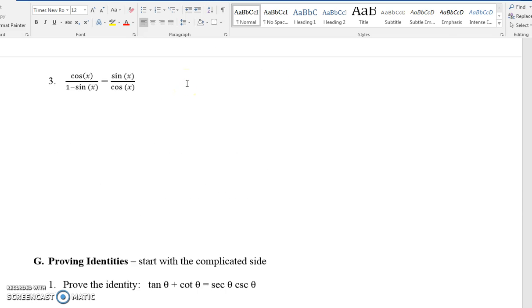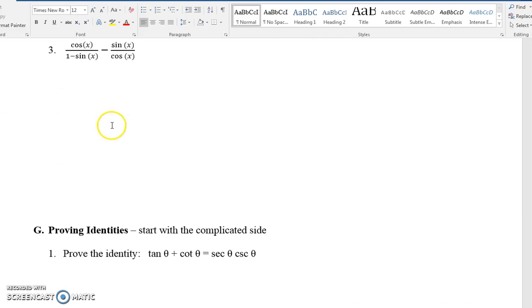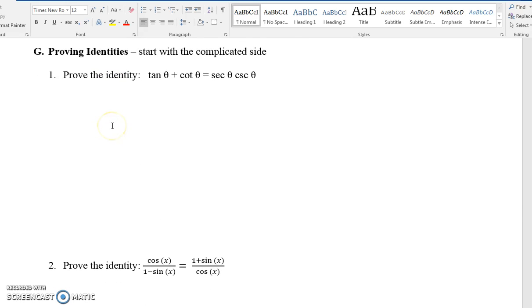And if I look at my hints that I have way up here in my notes, one thing says, I don't see any Pythagorean identities there. I don't see any fractions yet. Can't really factor, distribute or FOIL. I can't really do this step 4 yet. I can switch everything to sine or cosine. So that's what I'm going to do in this particular question.